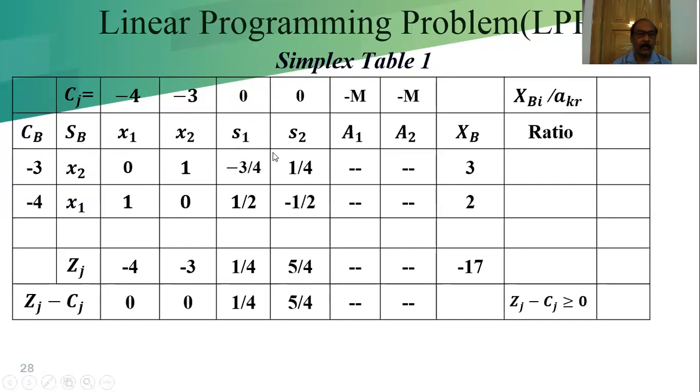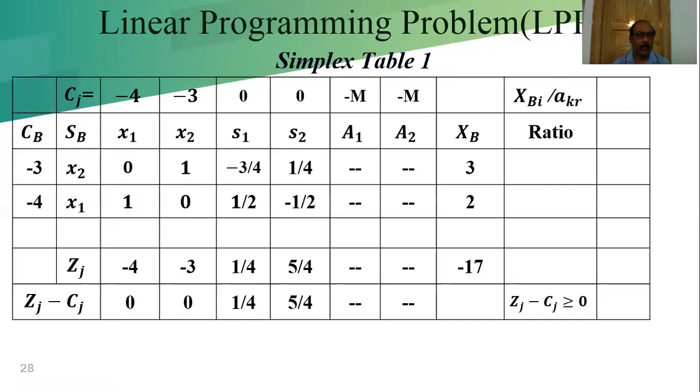This is minus 3 by 4, minus 1 by 4. This is the half. I already said this is minus 1 by half. Now zj minus cj, this is 0, so minus 4. Minus 4 minus of minus 4, that means 0. Minus 3 minus of minus 3, that means it is 0. Minus 3, that means it is 9 by 4. And this is minus 2.